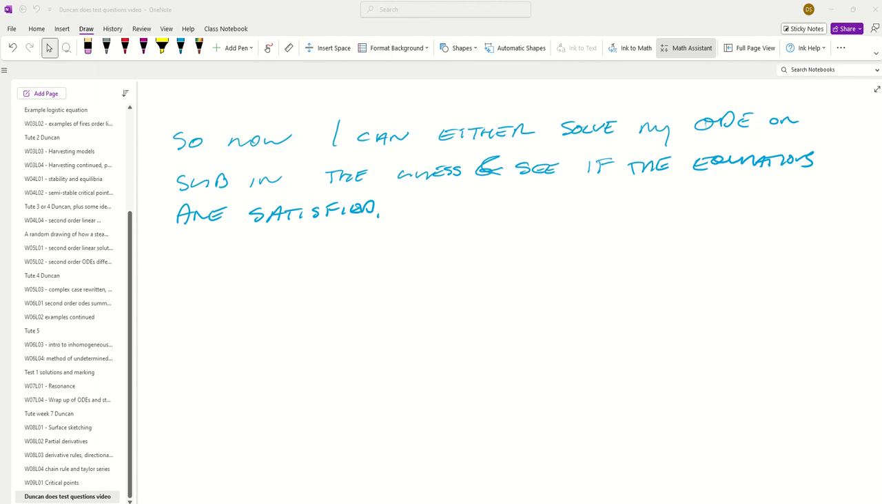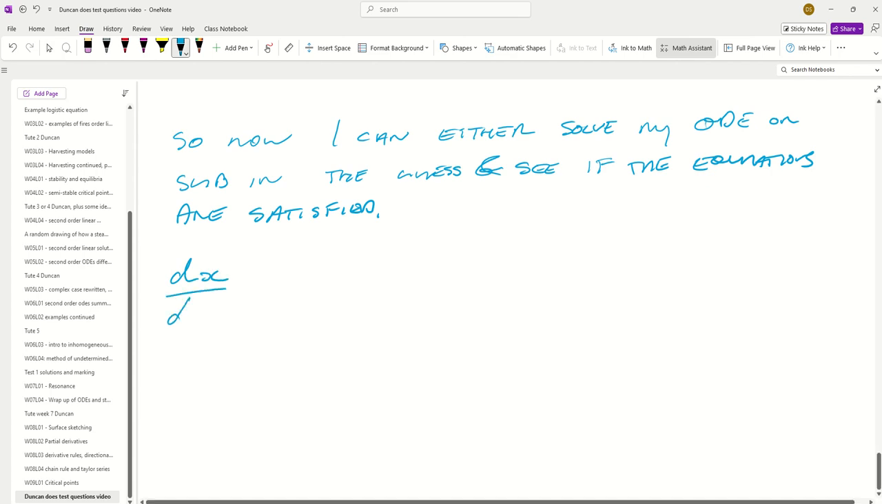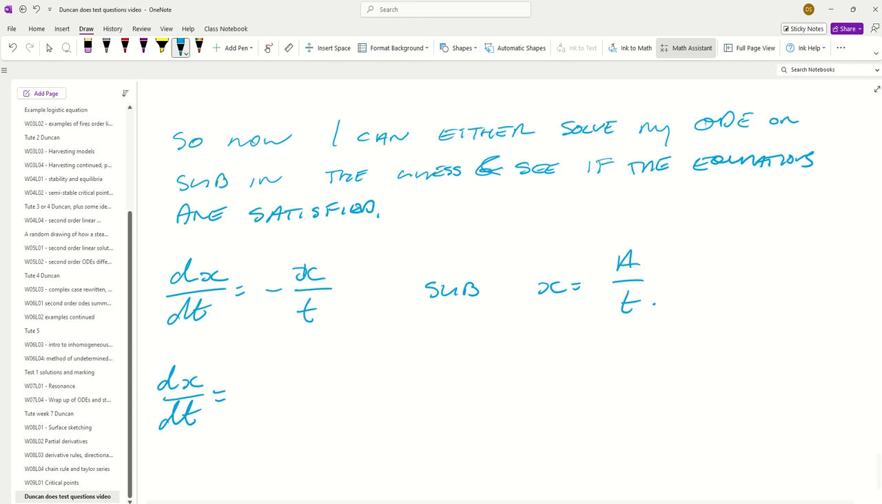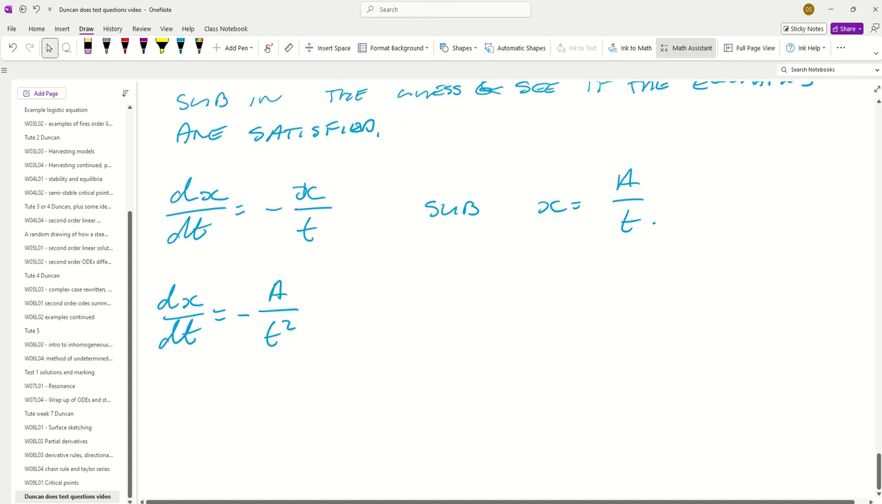So method number 2 is what I'm going to try first. I'm going to sub in dx/dt equals minus x on t. Well, I'm just going to try substituting this in. So dx/dt equals, differentiating this with respect to t, I get 1 on a on t squared. Now I'm going to get a minus sign out the front of that. So I get this.